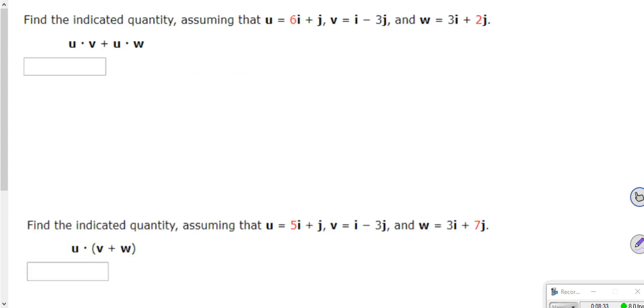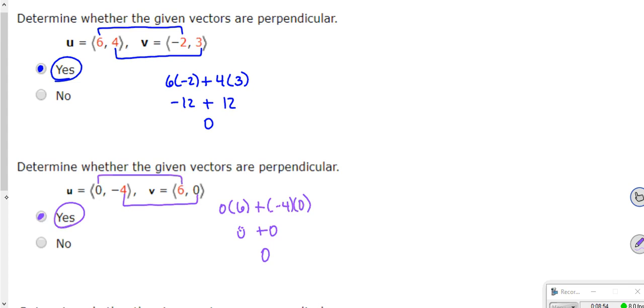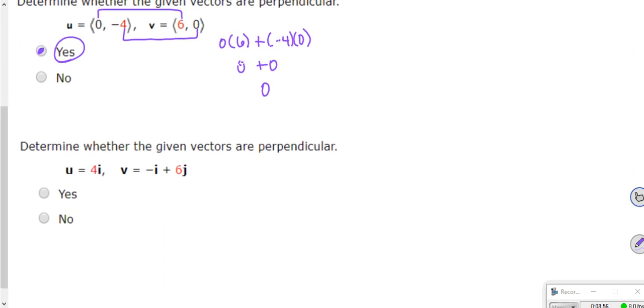Okay. Next one. Find the indicated quantity assuming that, and they give us the vectors u, v, and w. Now, you can do the dot product that way, or wait a minute, stop. I think I skipped one. I forgot to scroll down. I had another one. Okay, sorry.